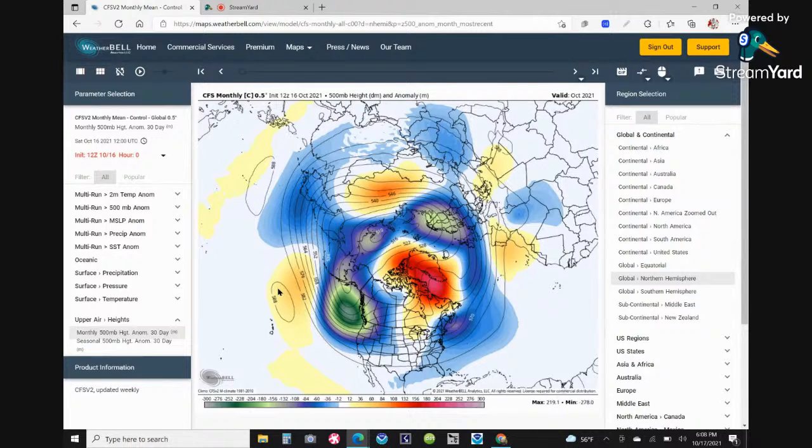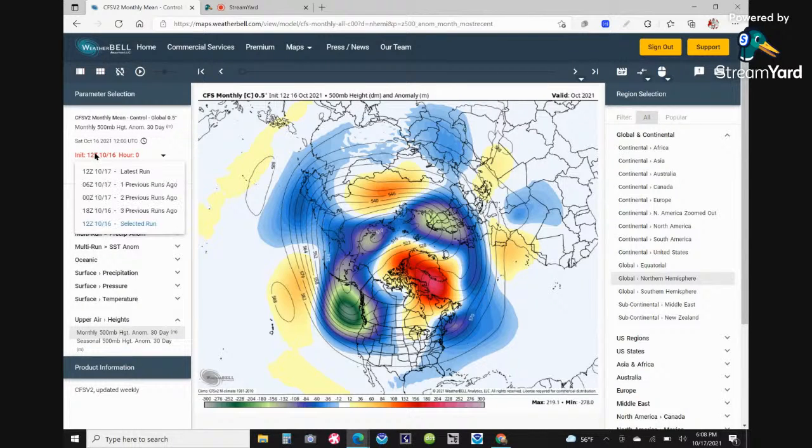This model, I believe, is probably one of the best tools I've used for long range climatological stuff, especially for winter. So we're going to start off here.